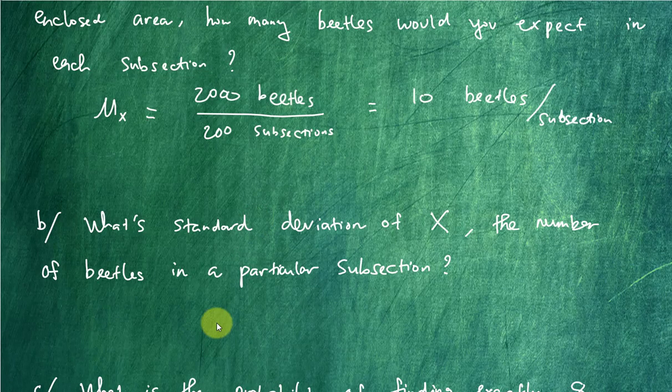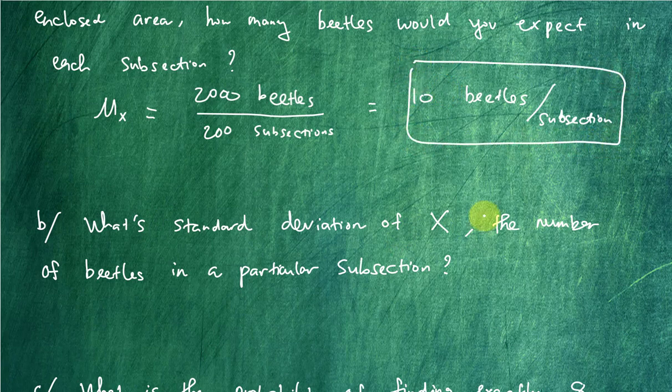The next question asks you to find the standard deviation of the random variable X, which is the number of beetles in a particular subsection. According to the formula you saw earlier, the standard deviation is equal to the square root of the expected value, which here is 10, and that should give me around 3.2.